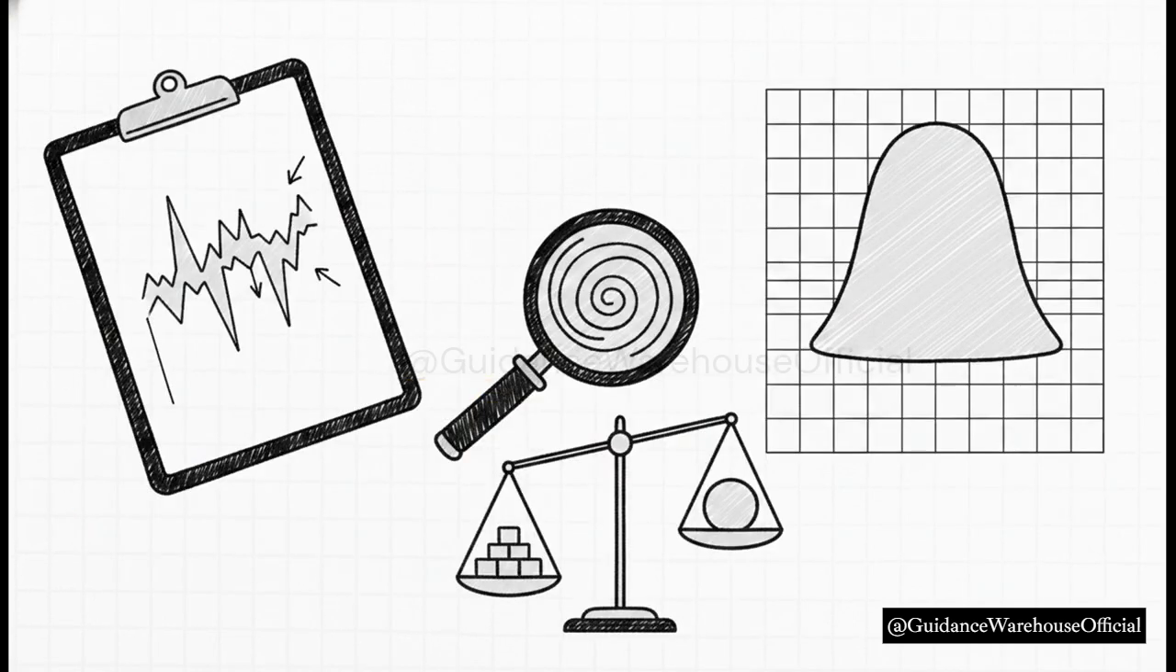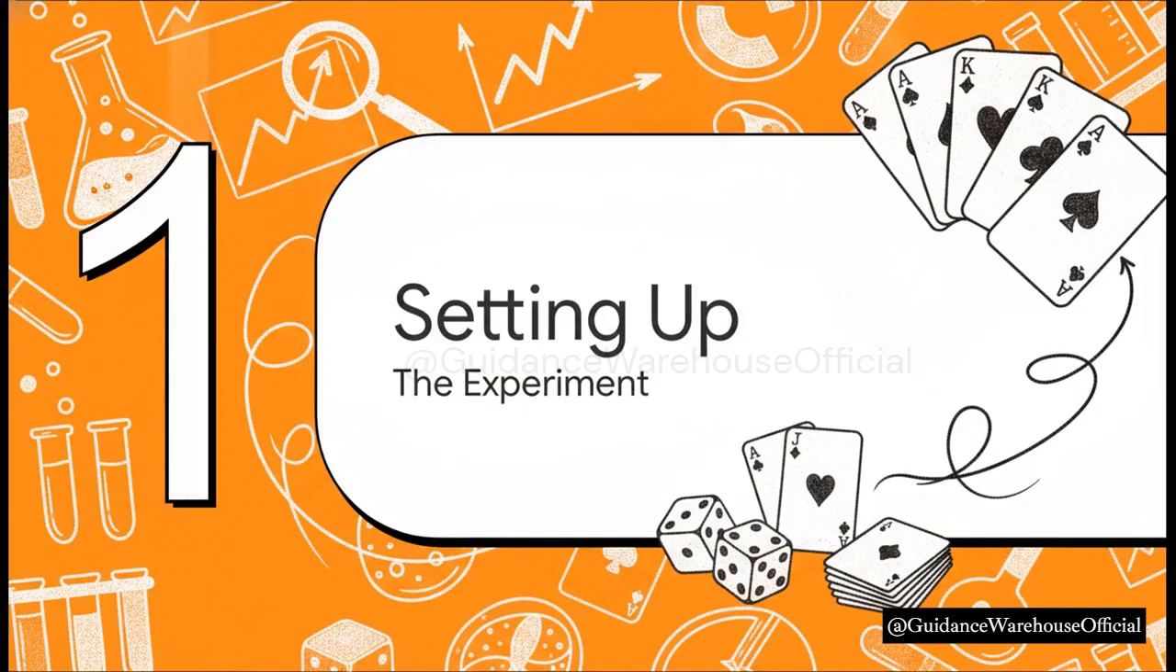By the end of this lecture, you're going to know exactly how to test messy, real-world empirical data against a flawless, theoretical probability distribution. We're going to break this concept down step by step, look at the actual formulas, and apply it directly to our playing card experiment. All right, Section 1, setting up the experiment.